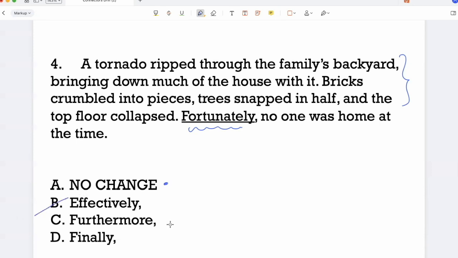Okay, furthermore is similar to moreover in that it is used to present an additional piece of information. But then I want to kind of bring out the difference between the loss to property and the fact that no lives were lost. So it's not the best connector. And finally is used when you're talking about a series of things and you want to talk about the final step in that series, right? So it doesn't make sense here because here I'm just talking about the two things, the damage to the house versus the fact that nobody was home. So the best answer is option A.